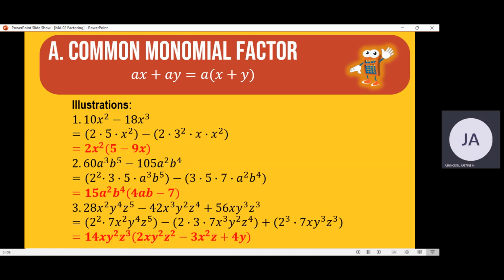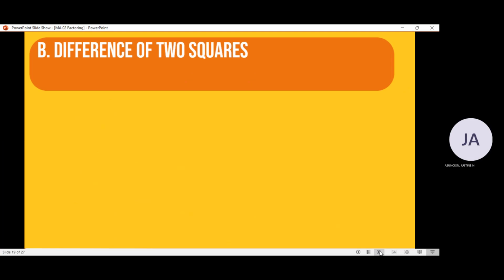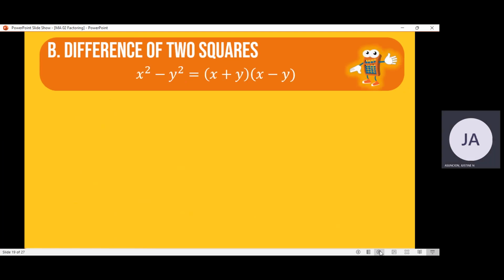Another one, aside from the common monomial factor, we have the difference of two squares. As you notice, as we look at the form, it's the same as the product of the sum and difference of the two terms, right? If we reverse it, we call that the difference of two squares.